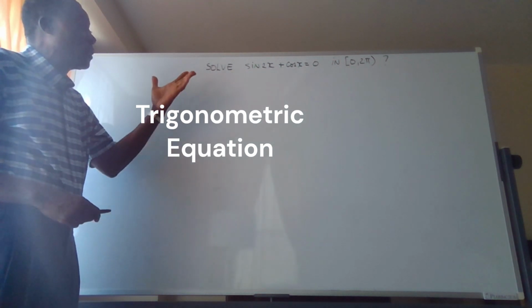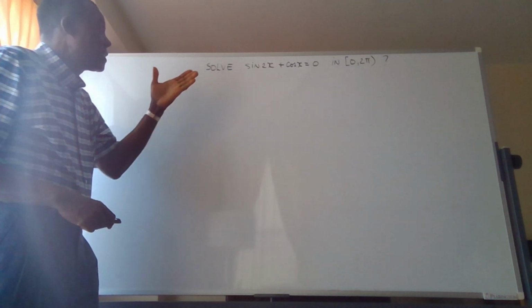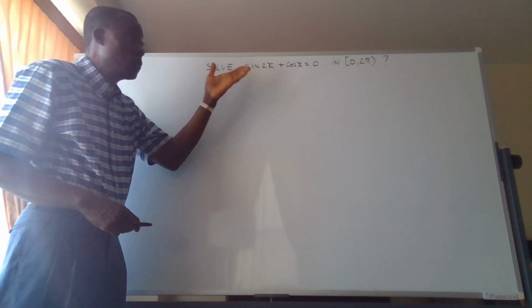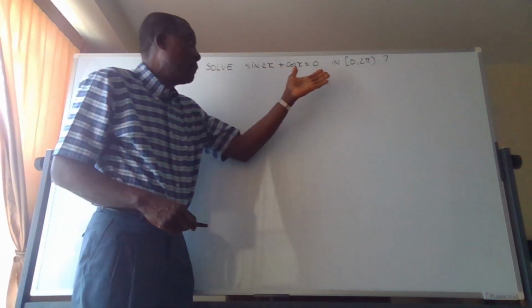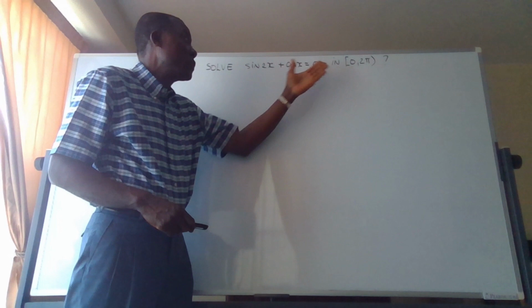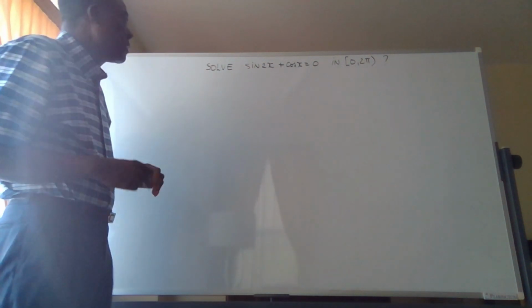We've been asked to solve the following trigonometric equation: sin 2x plus cos x equals 0 in the semi-open interval 0 to pi. Okay, so let's do that.